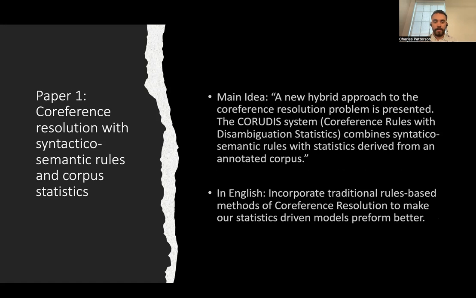The first paper is coreference resolution with syntactico-semantic rules and corpus statistics. The main idea, according to the authors, is that this is a new hybrid approach to the coreference resolution problem. It is the CORDIS system, or the coreference rules with disambiguous statistics. It combines syntactico-semantic rules with statistics derived from an annotated corpus. I rephrased it in English as: incorporate traditional rules-based methods of coreference resolution to make our statistics-driven models perform better.